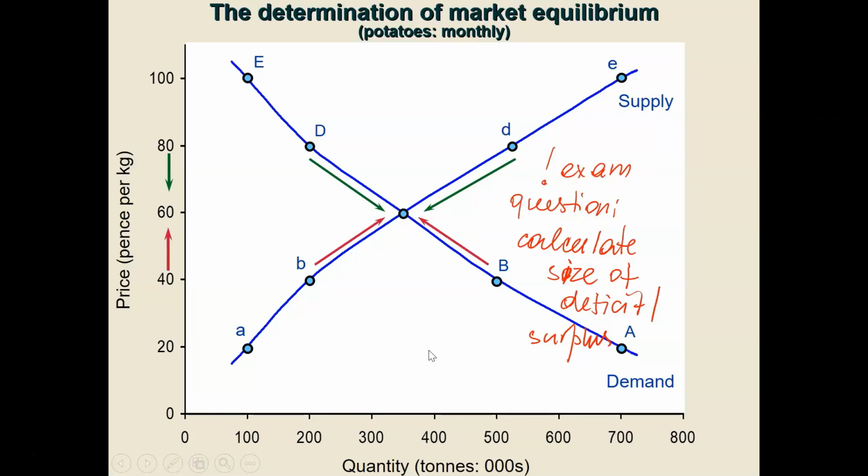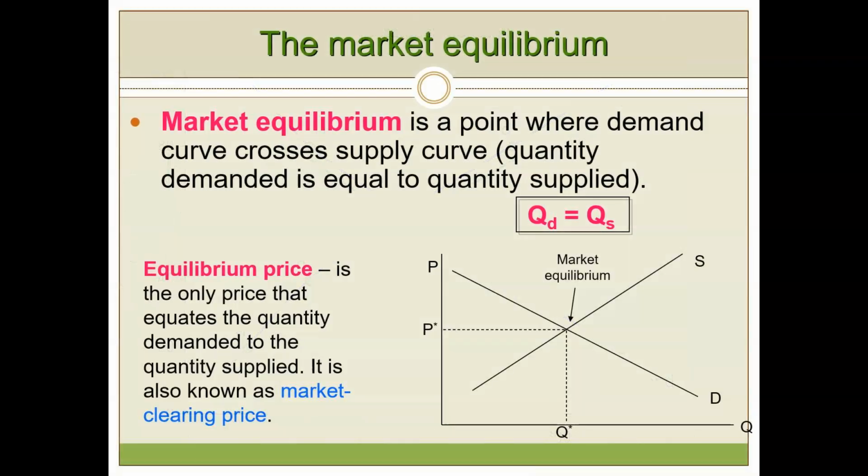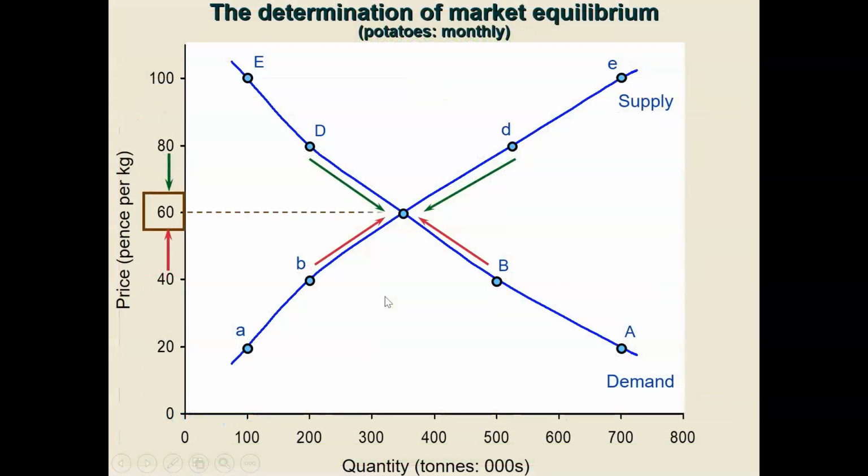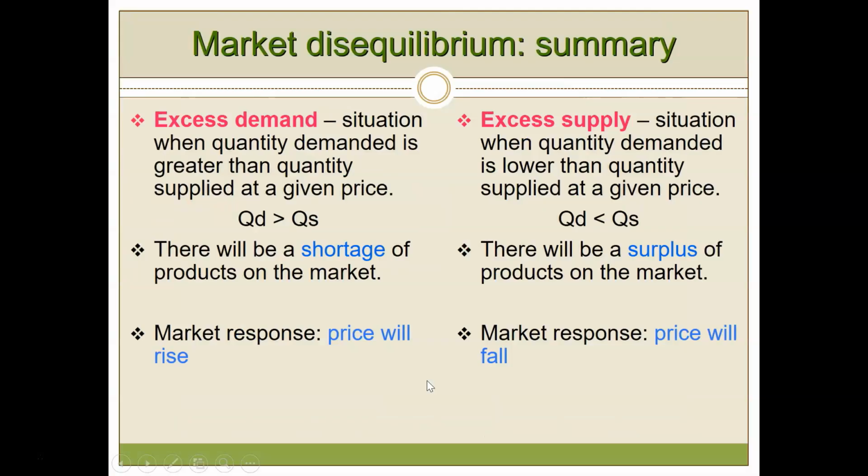Please make sure that you pay attention to this particular exercise because it will come up in the exam. I will also record a video where I will explain how to find equilibrium price and quantity, because this will be another question which each of the students will get in the exam. So 60 is our equilibrium price. This is the price where quantity demanded is just equal to quantity supplied and equal to 350 units or tons.